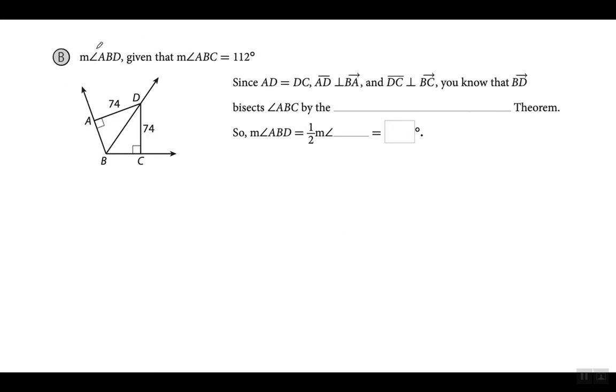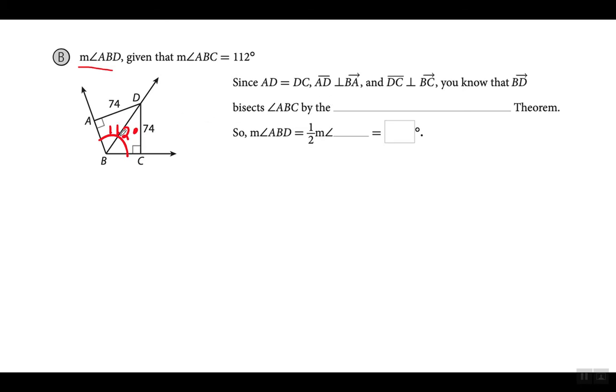All right, so it says here, we have to find the measure of angle ABD, given that the measure of angle ABC is 112. Tenemos que encontrar la medida de ángulo ABD si la medida de ángulo ABC, este ángulo completo, es 112. So all of this is 112.